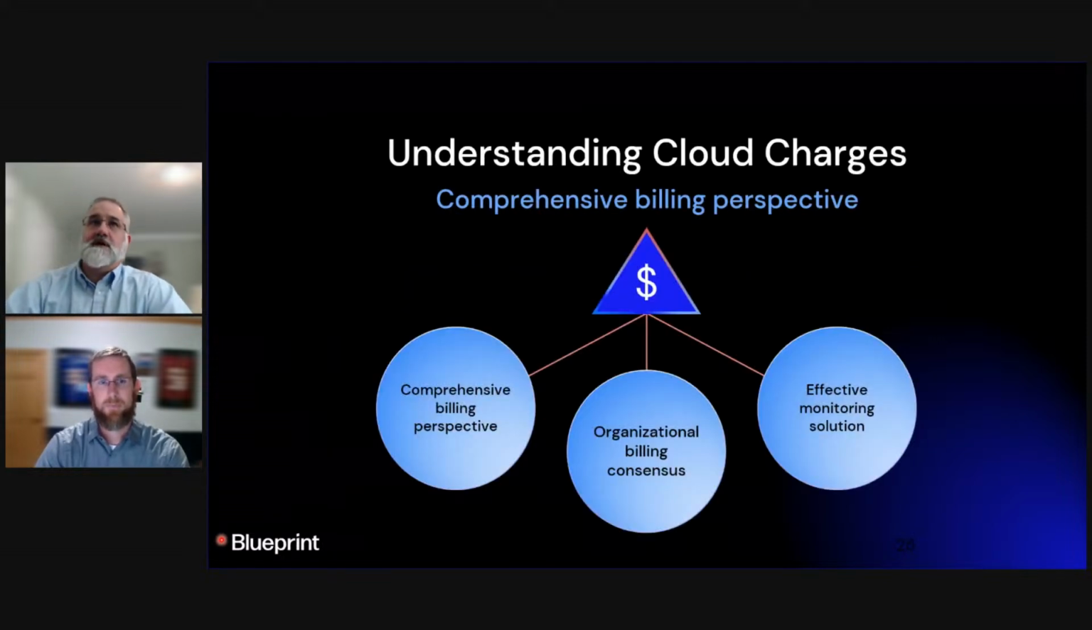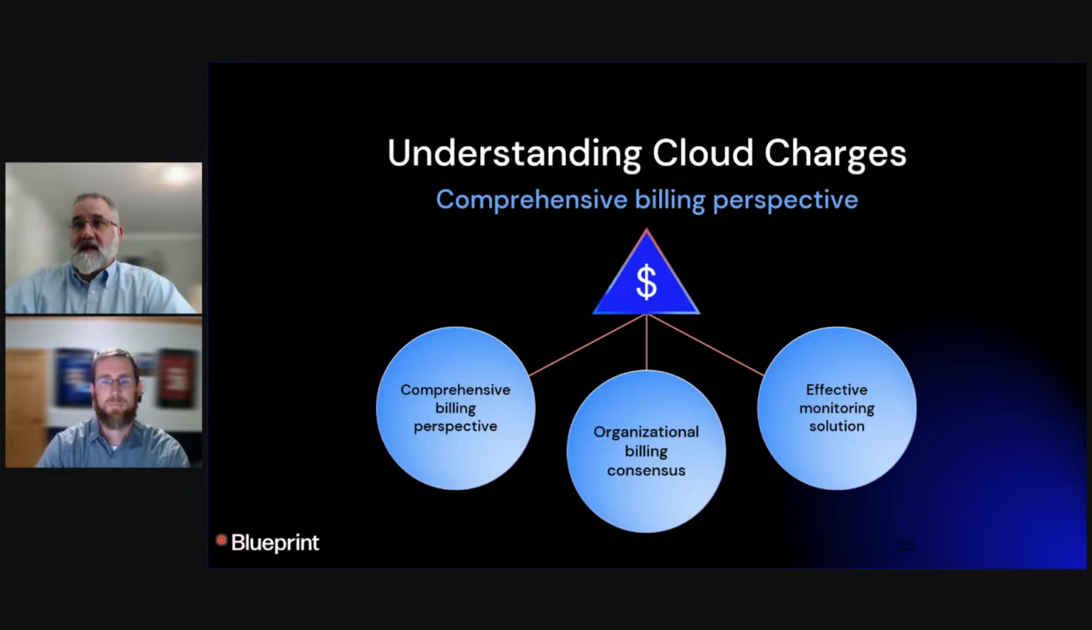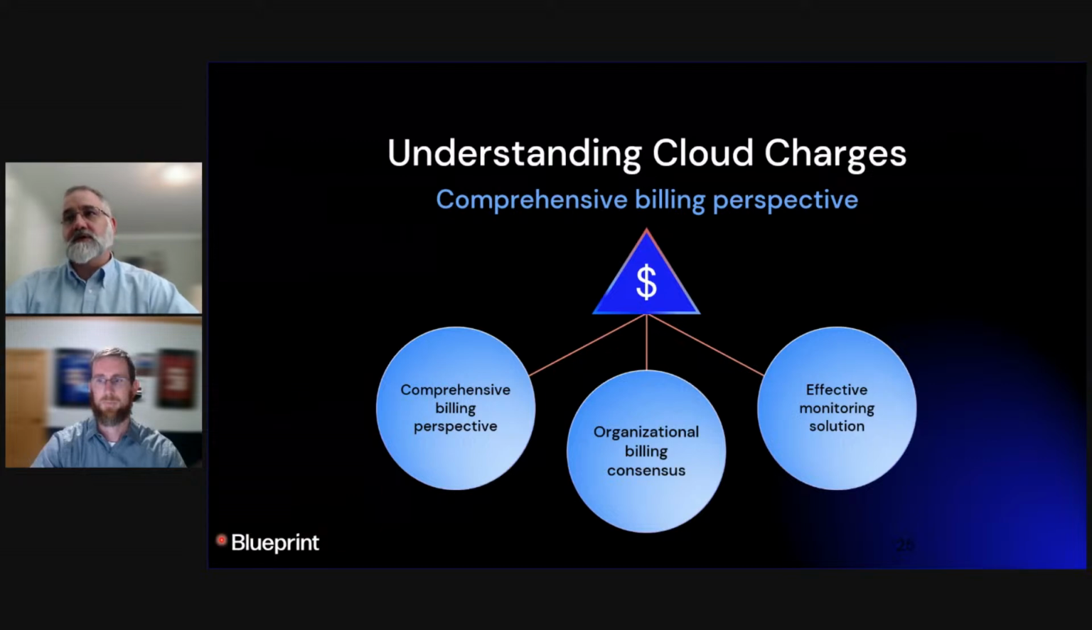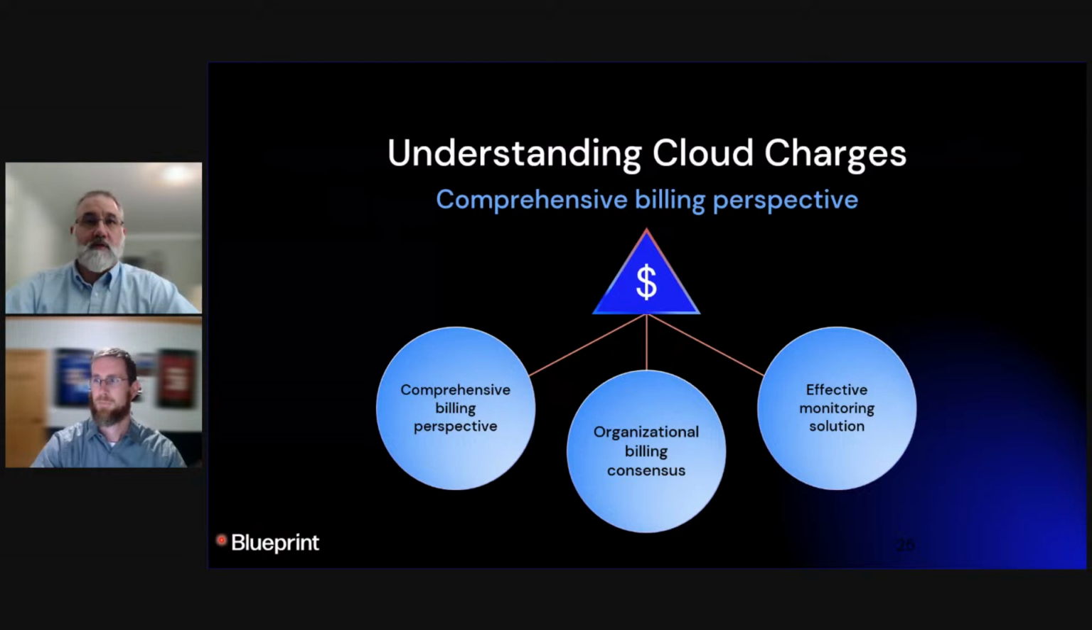The next section is discussing understanding cloud charges and really just developing a comprehensive billing perspective. There are three facets to this. One is that comprehensive billing perspective, to fully understand Databricks and cloud billing and how the charges are incurred. Next is gaining a consensus across your organization on billing and the billing responsibility. So it's a little bit of a political game of making sure that everyone affected by the cost is kept in the loop and in alignment with the spend. And then effectively monitoring your environments for performance and cost. The cloud is generally speaking a pay-to-play world, so keeping a close eye on that cost to performance relationship is pretty critical.